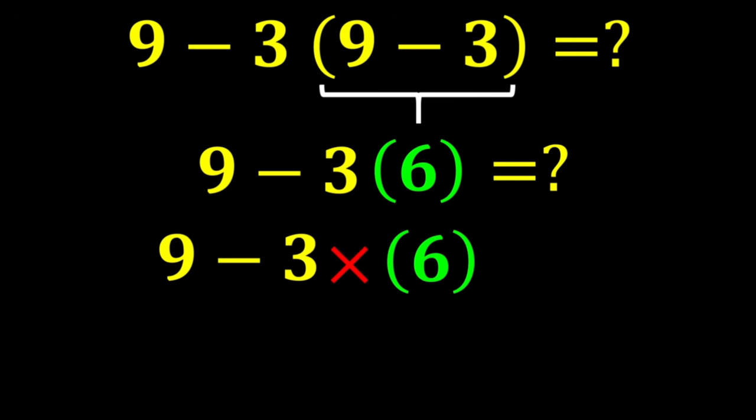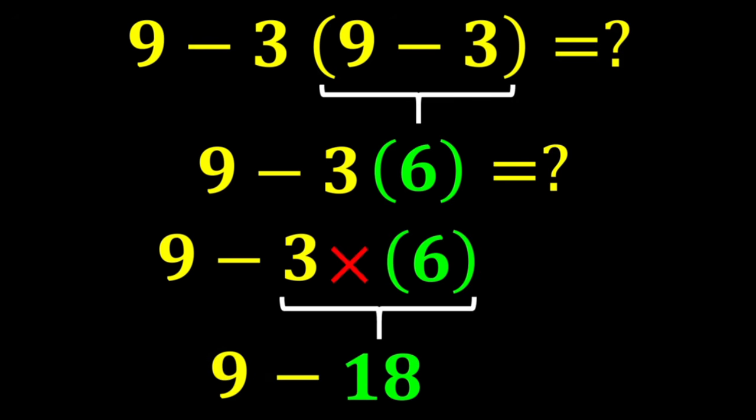In this expression, there is one subtraction and one multiplication. According to PEMDAS, multiplication has a higher priority than subtraction. So, we first perform the multiplication, then the subtraction. 3 multiplied by 6 gives us 18, and finally, 9 minus 18 gives us -9, which is our final answer.